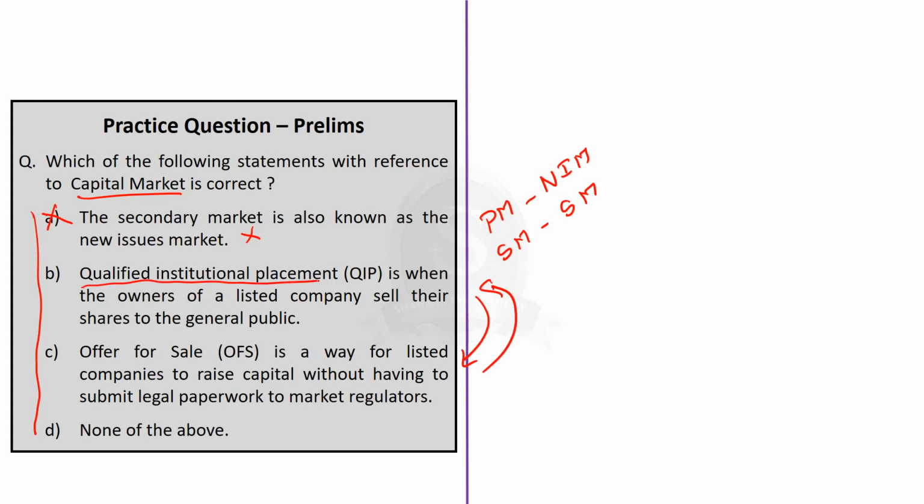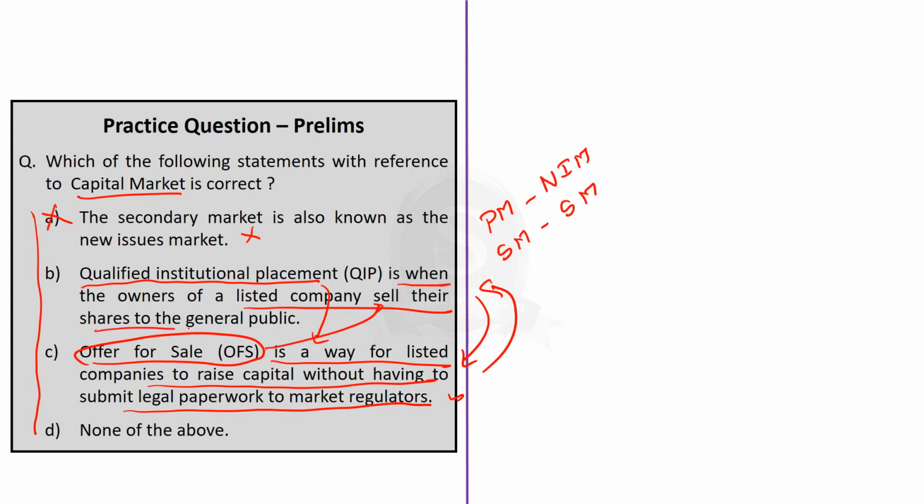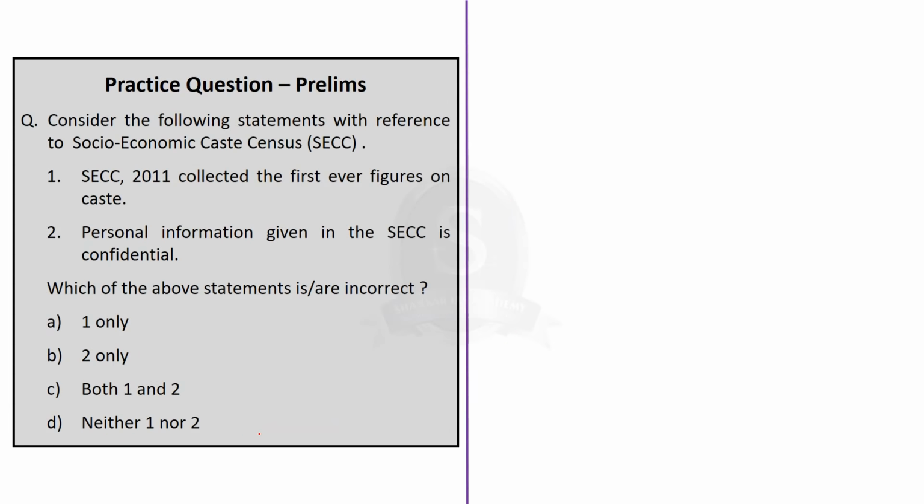Qualified institutional placement is a way for listed companies to raise capital without having to submit legal paperwork to market regulators. And offer for sale is when the owners of the listed company sell their shares to the general public. So, since option A, option B and option C are incorrect, the correct answer is option D, none of the above. Okay. Now moving on to the second question.